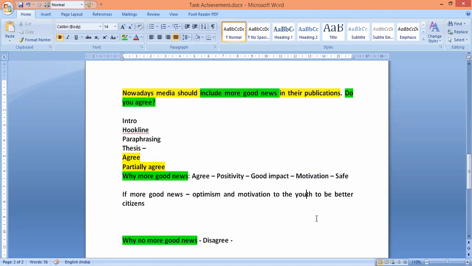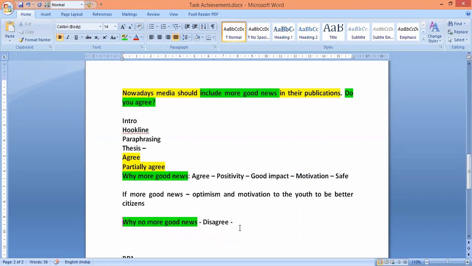So I have developed and explained some of my agreement points. Now tell me why not more good news? You have to give reasons for this. So that people are aware about the real world. And why should they know about the real world? In order to prevent themselves from the mishappenings, from the dangers happening around them.